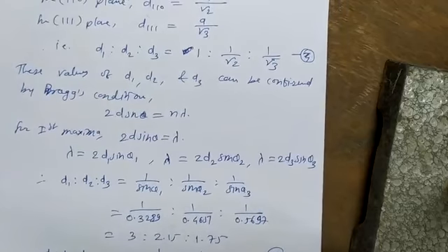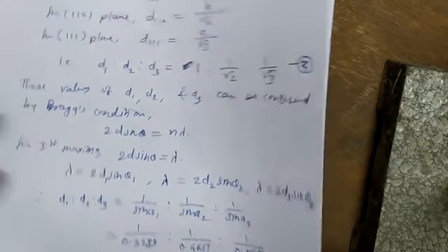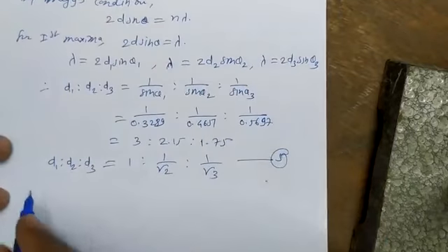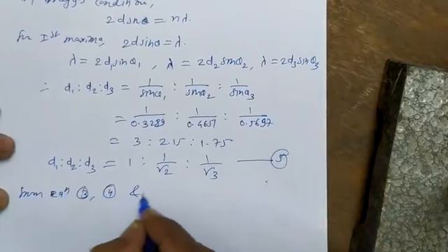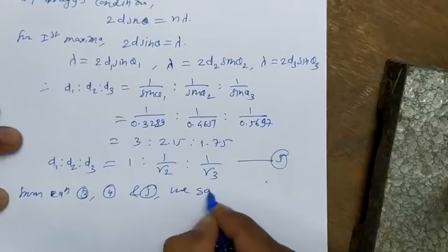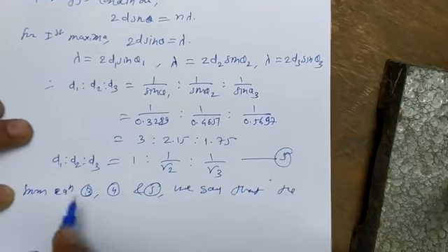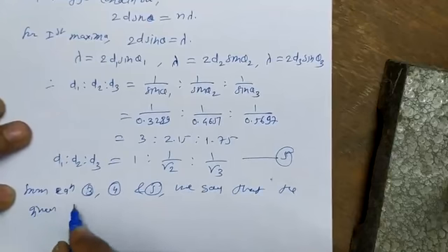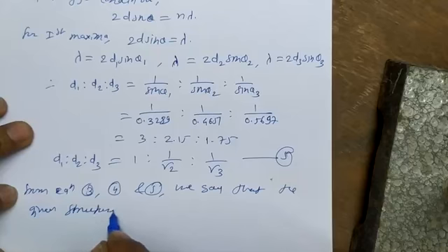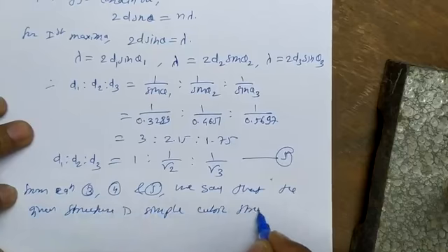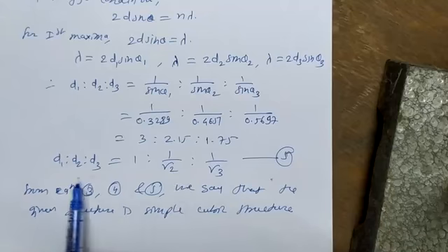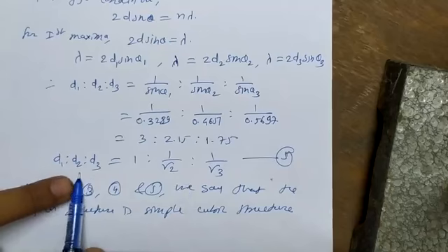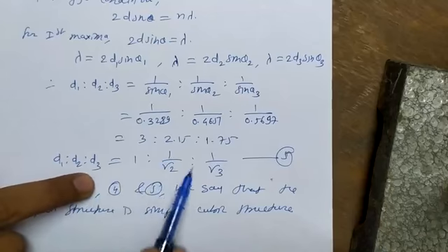Now from equations 3, 4 and 5, we can say that the given structure is a simple cubic structure. We have seen in simple cubic structure, a few lectures earlier, that d100, d110 and d111 are in the ratio 1 : 1/√2 : 1/√3.